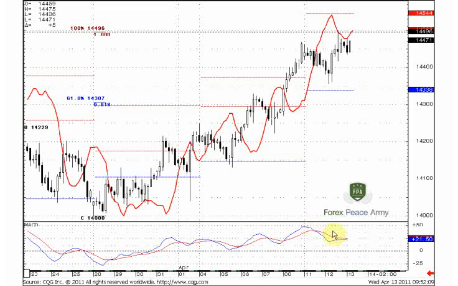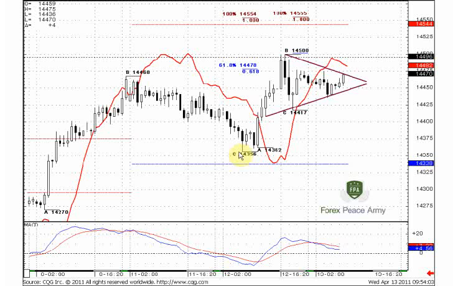Be careful with divergences; they are very tricky patterns, and you should filter them depending on where they appear. Currently, I think the market could show some wash and rinse on these highs and could reach the 145.44 area. On the hourly chart, we can see another interesting picture.